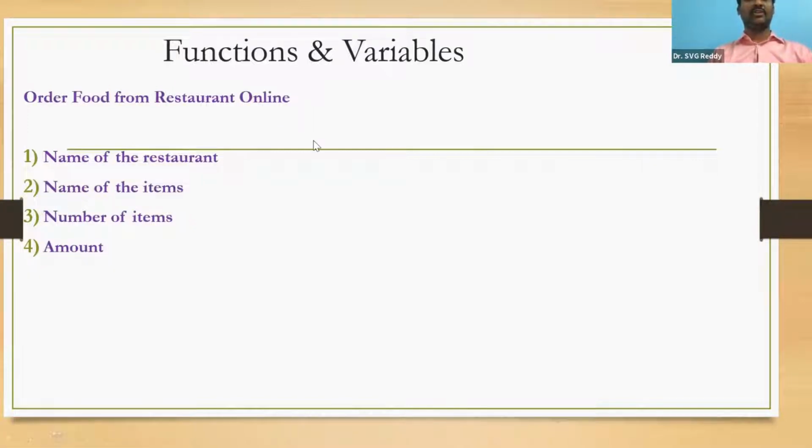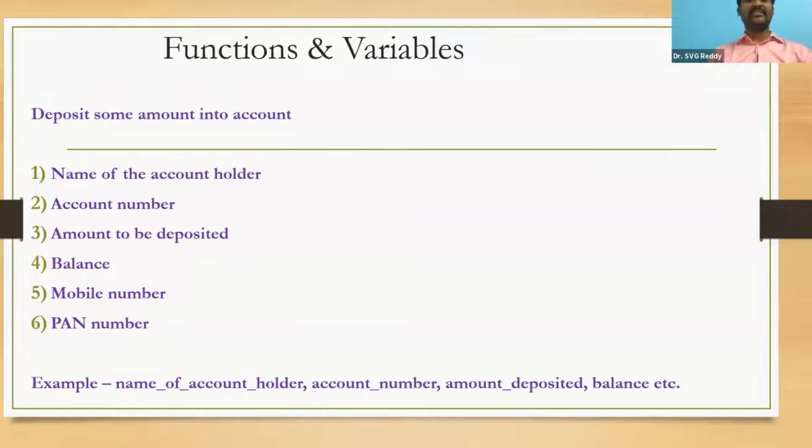Even if you want to order food, this is a task or a function. Then, what is the name of the restaurant? What are the names of the items you want to have? How many items, is it 2 or 3? And the total amount. And of course, we'll give the address, and they deal with the food. Even the address can be taken. So 3 functions we have taken, for example, and we have seen what a function is.